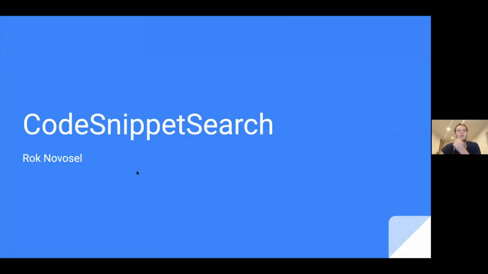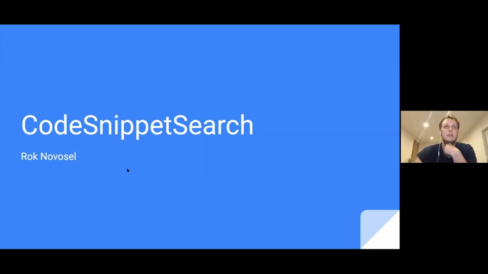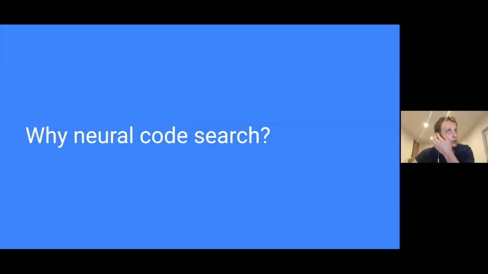Okay, thank you for the introduction. Hi, my name is Rok, and I would like to present CodeSnippetSearch. It is a web application and a web extension that allows you to search GitHub repositories using natural language queries and code itself, actually. It uses PyTorch to power deep neural networks, which embed natural language queries and code snippets into vectors. So using nearest neighbor search, we can determine which code snippets are most similar to a given query or another code snippet.